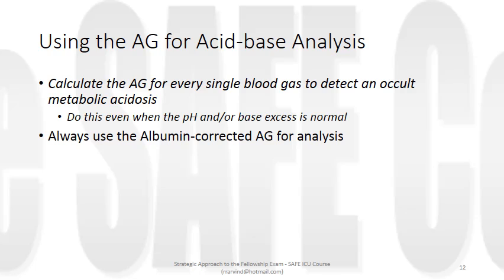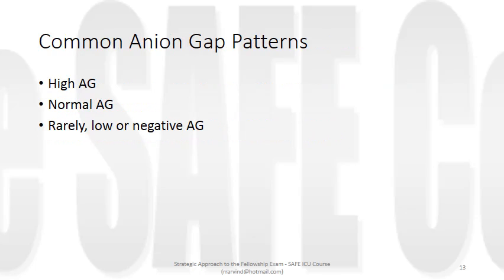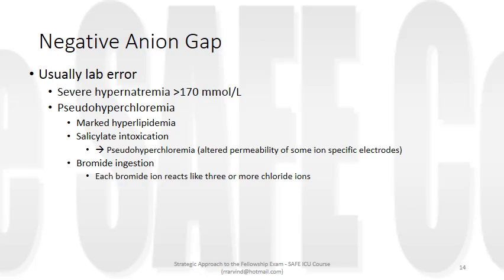What are the common anion gap patterns? The common pattern is actually only high or normal anion gap. But rarely you can have a low or negative anion gap. So let's talk about the pattern analysis of the anion gap. So let's start off with the very uncommon or rare thing, okay, negative anion gap.